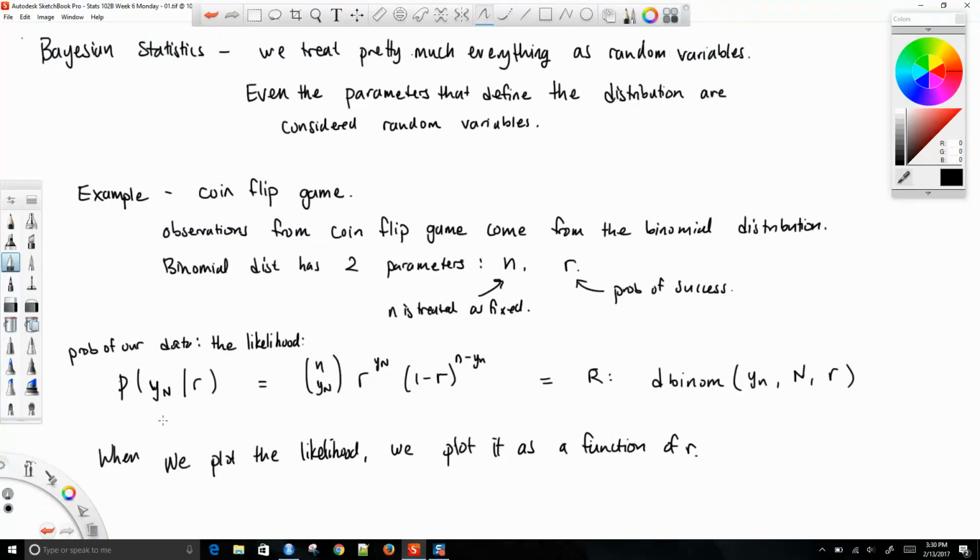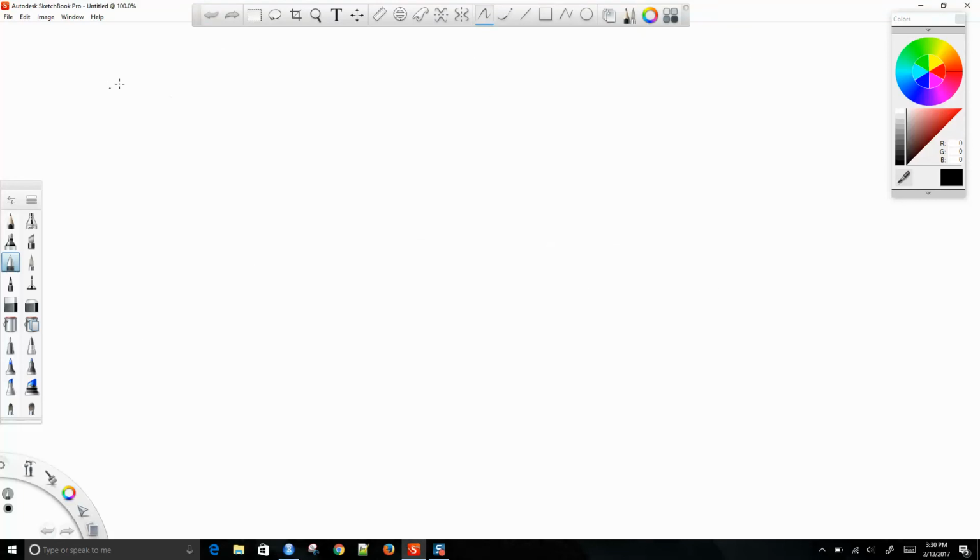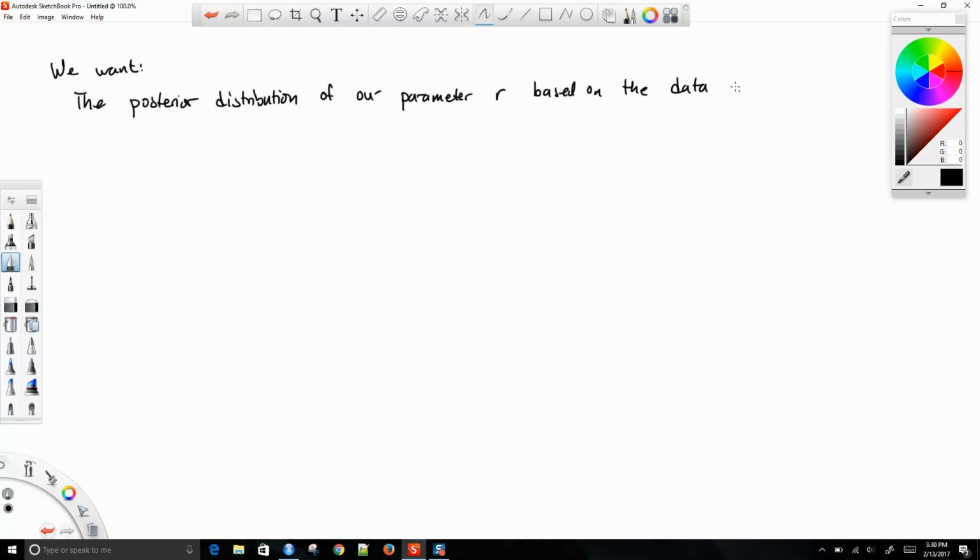Now, as far as what we're trying to go for, we want the distribution. This is called the posterior distribution of our parameter R based on the data that we observed. So what we want to know is the distribution of this random variable R, the distribution of the parameter, because in Bayesian statistics we treat our parameters as random variables.